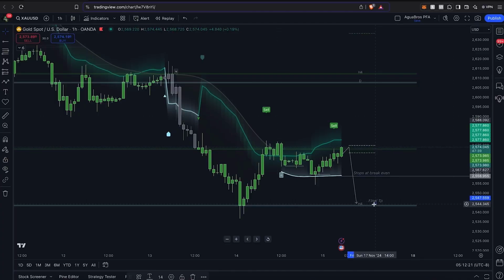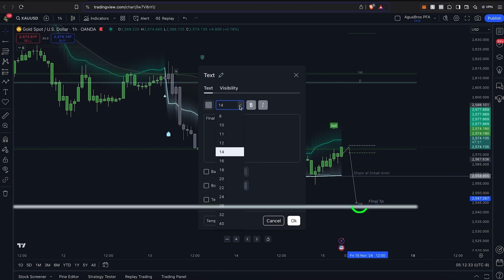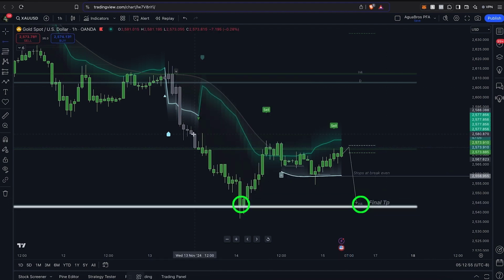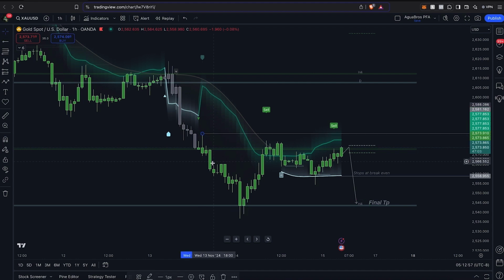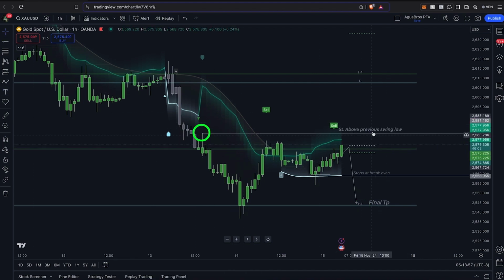As I was explaining earlier, my final TP will be at the bottom of the previous swing low, which is the auto support line of the H4. And very similarly to the last trade, I'm looking at the swing high, except at this wick, to have my stop loss right above it.